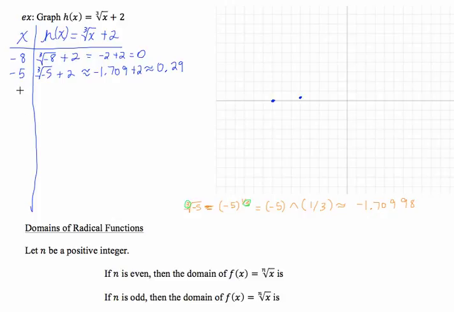Alright, so let's jump to the next perfect cube, which is negative 1. So cubed root of negative 1 plus 2 would be negative 1 plus 2, which is 1. So now if I go to negative 1, I go up to 1. So far this is not looking like much. It's just looking kind of like a line.